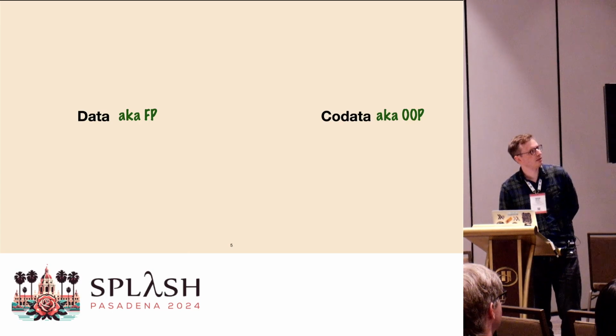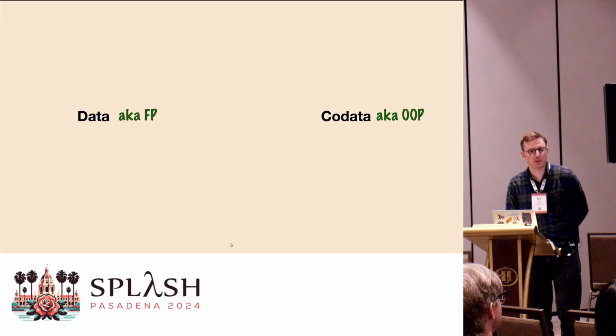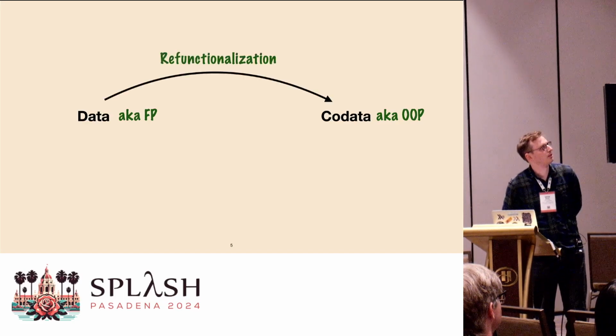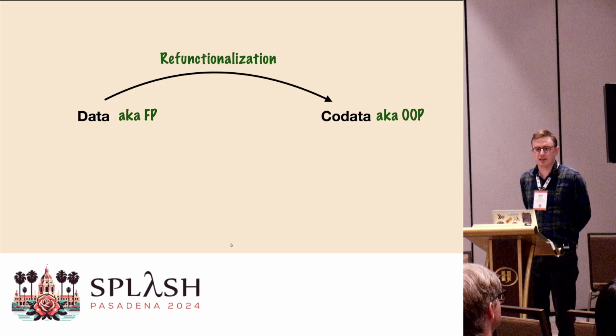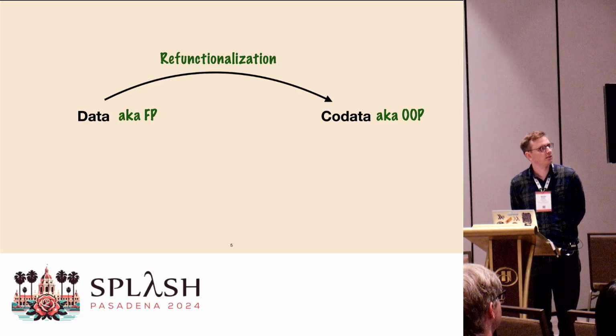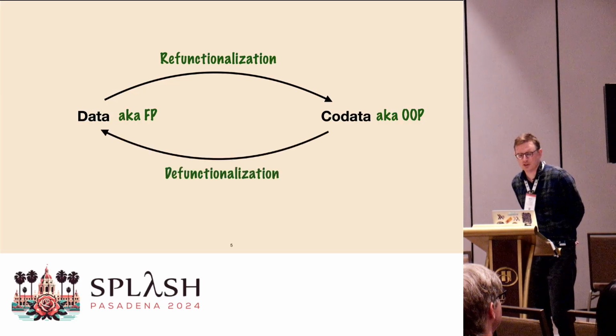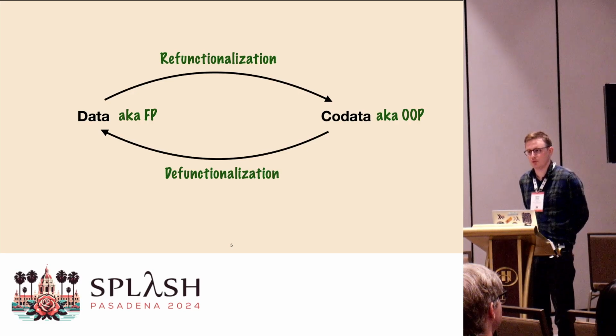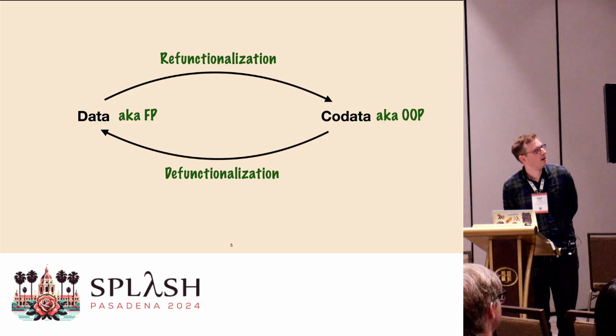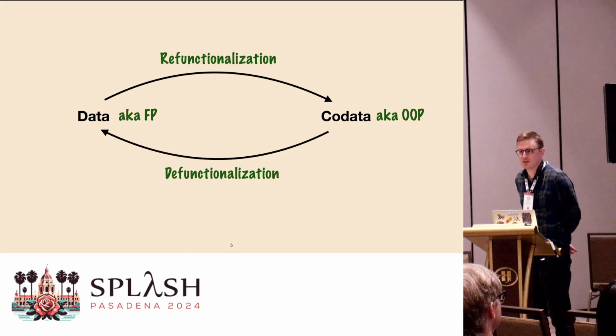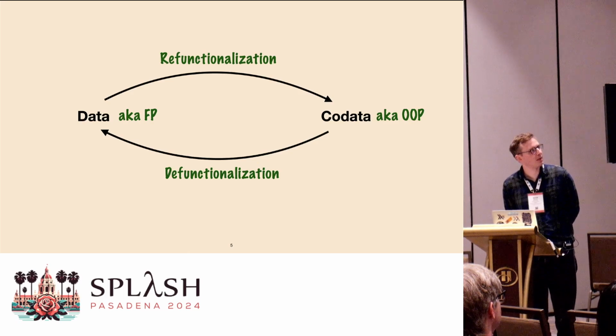And we can relate those two worlds of data and co-data types with global program transformations. Refunctionalization is a transformation which takes any data type in a program and translates it into a co-data type. And defunctionalization is a program transformation which takes a co-data type and transforms it into a data type. You might have heard of these two transformations applied to functions, but functions are just one special instance of a co-data type.